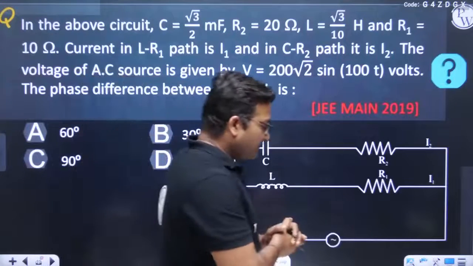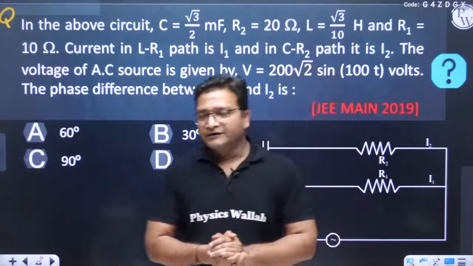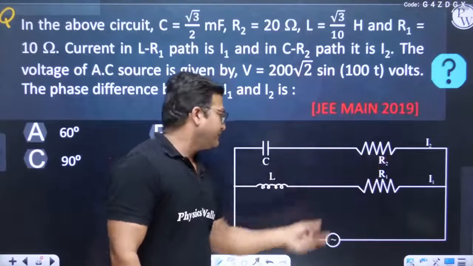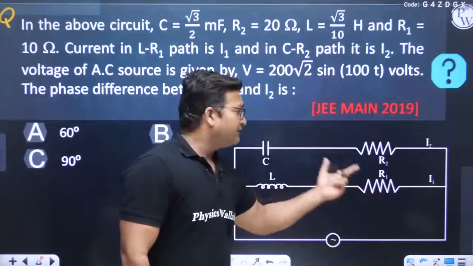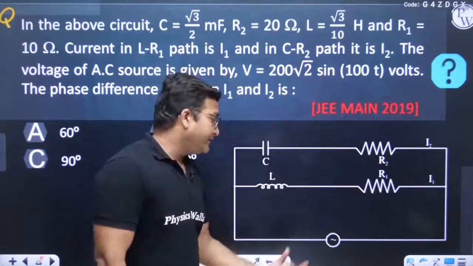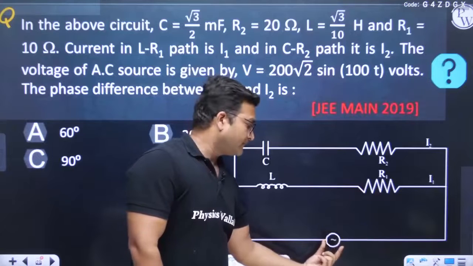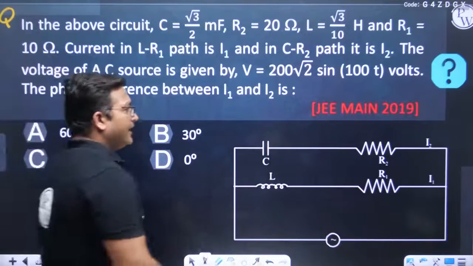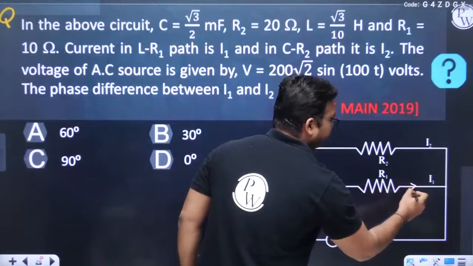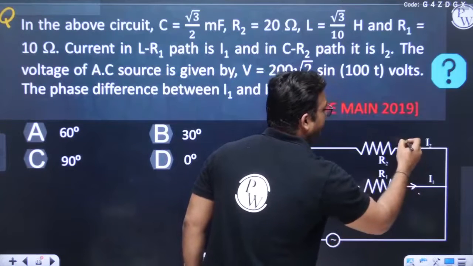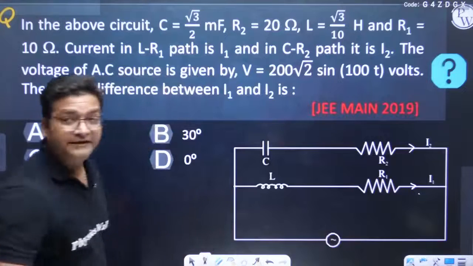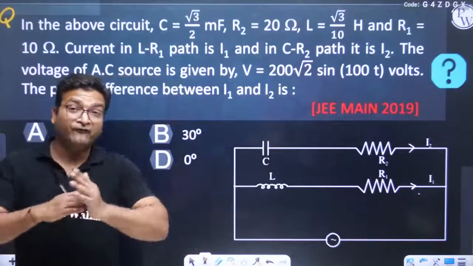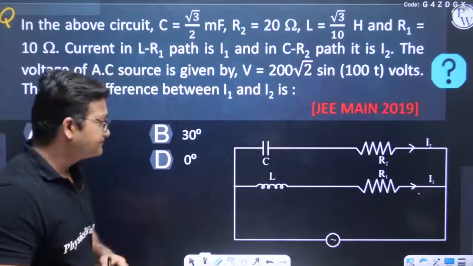Here again we are given a question, and in this question we have a capacitor and R2 in series, an inductor and R1 in series. These both branches are in parallel and they are connected across an AC voltage source. Now actually the current in LR is I1 and the current in RC or CR is I2, and we have been asked what is the phase difference between I1 and I2.